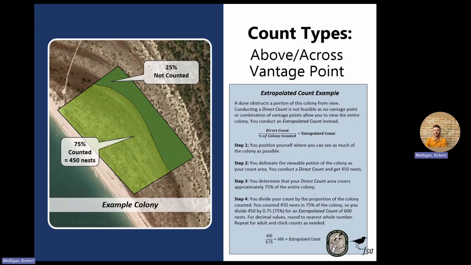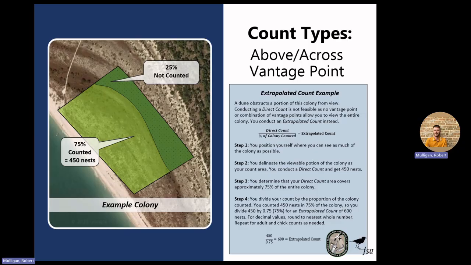You conduct a direct count of the nests in this viewable portion of the colony. Remember, a direct count is the average of 2 counts. In this example, your direct count of nests in the viewable portion is 450. You determine approximately what percent of the entire colony your direct count area covers. Here you approximate that you counted 75% of the entire colony.